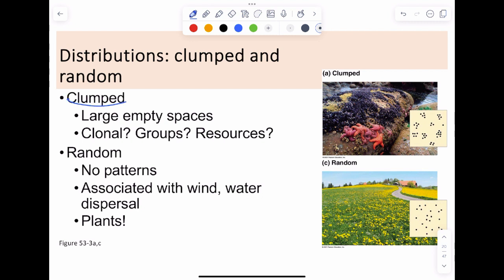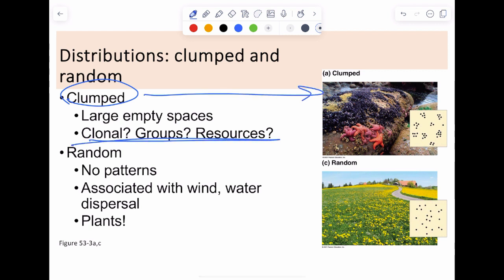If I look at a clump, clumped groups usually have some reason for it. It could be because they're clonal, meaning all your offspring that are just like you are right where you are, so you get these little clumps of organisms. It could be because there's food there, and that's why everything's crowding into that one spot. And why aren't they over there? Because there's no food there, or no shelter, no space. So we get these clumpings.